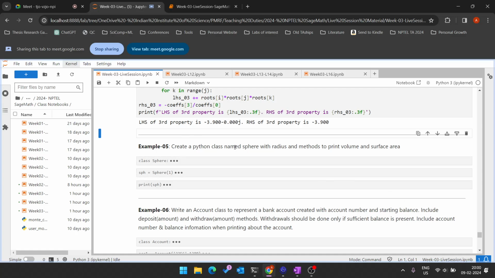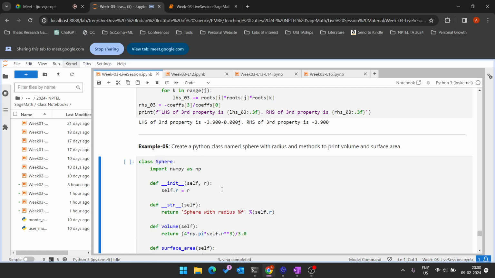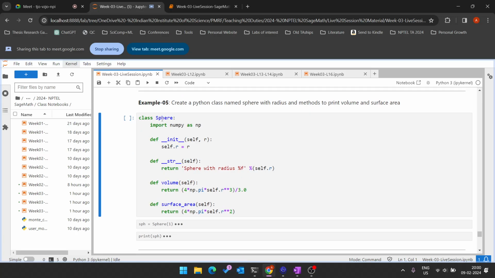Okay, the fifth is we want to create a Python class named Sphere with radius as an input, and it should have two methods to print volume and surface area. So how do we do this? We create the class Sphere. Within it, we import numpy, and then we initialize it with the radius r. So self.r equals r.